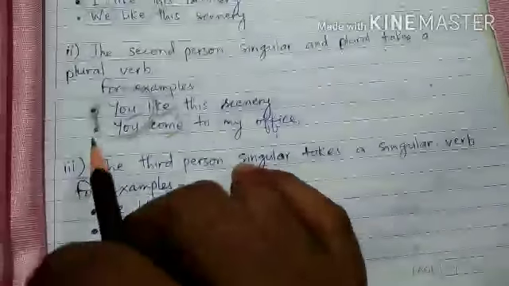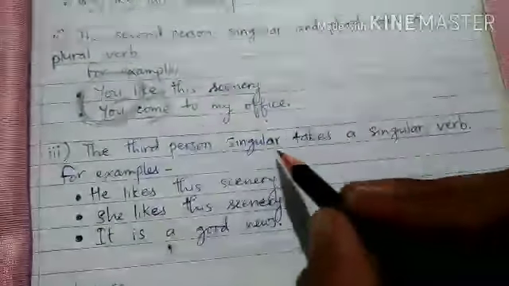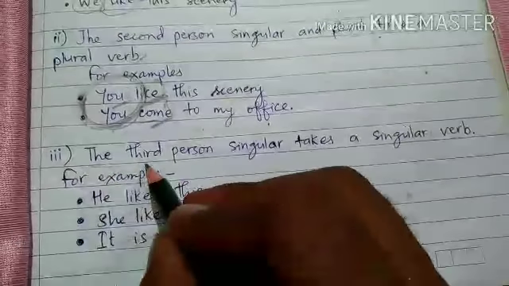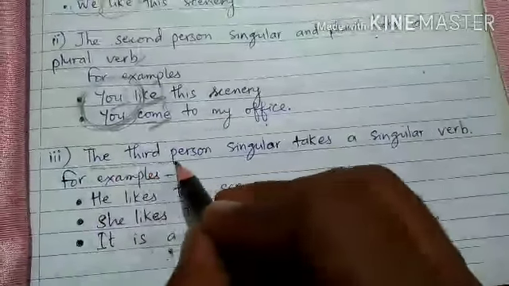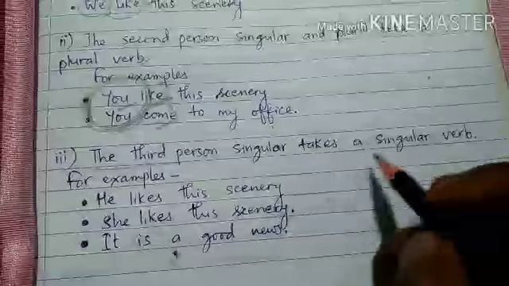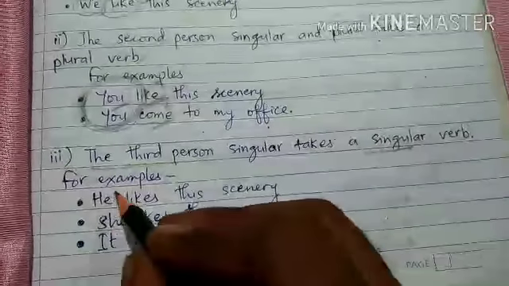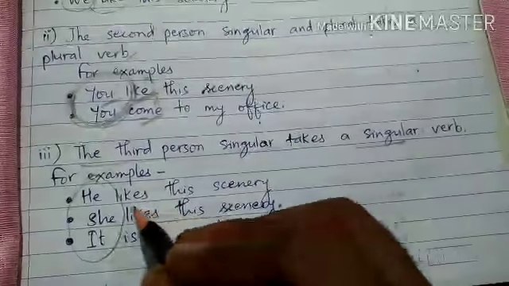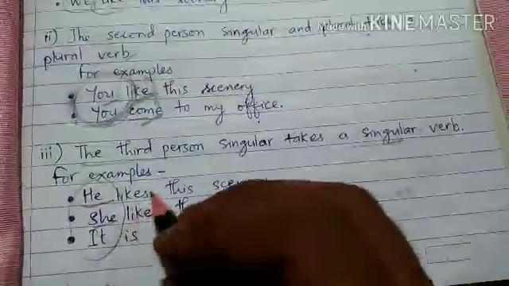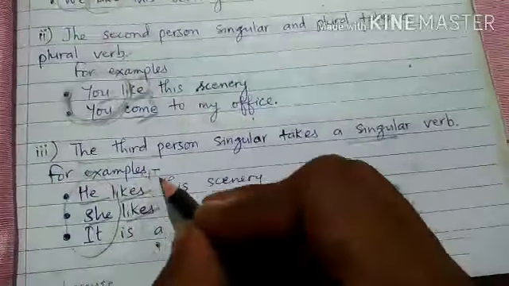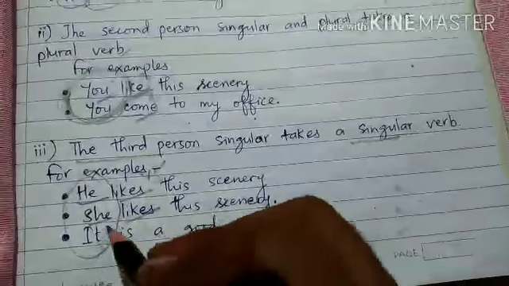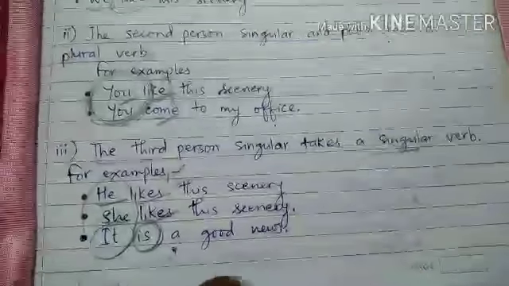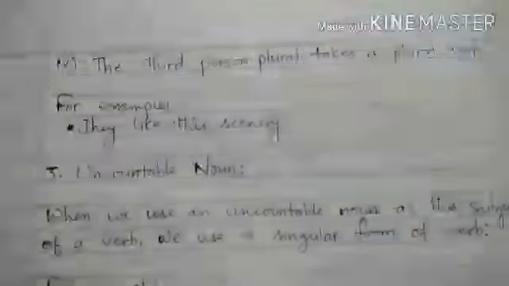Understood? Now the third person singular takes a singular verb. Third person singular personal pronouns take singular verbs, like he, she, it. He likes this scenery, she likes this scenery. So he is singular, she is singular, likes is a singular verb. It is good news: it is singular, is is singular. Understood?